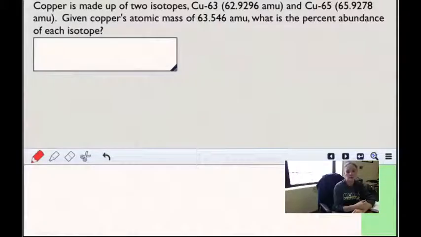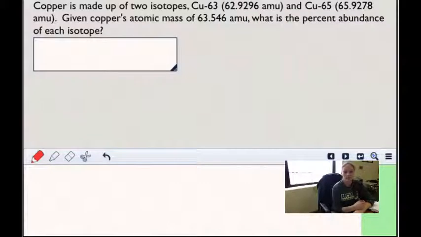All right, for our last example, we're going to actually work a little bit backwards. I have copper, which is made up of two isotopes. Copper-63 is 62.9296, and notice how that number is not a whole number, but a number close to that whole mass number, because protons and neutrons do not actually weigh 1. All right, so that 62.9296 is actually a decimal. And I have copper-65, which is actually 65.92 AMU.